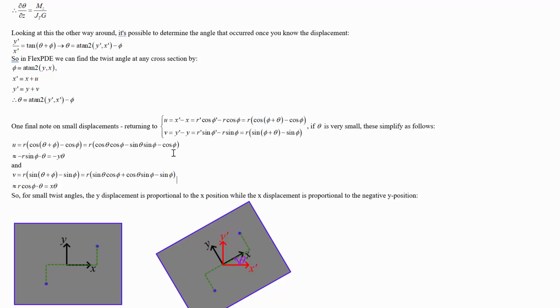Sine, cosine, cosine, sine, right? Sine of theta, yeah, okay. Sine, cosine, cosine, sine. There we go. We wrote it in sort of the opposite order there, but it's the same thing.